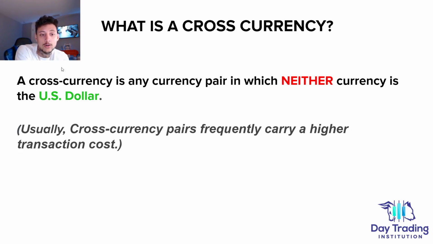Now, what is a cross currency? A cross currency is any currency pair in which neither currency is the US dollar. Usually cross currency pairs carry a higher transaction cost. What I mean by this is pretty much that if you're not trading one of the popular pairs that involve the US dollar, then they're going to have a higher spread and a higher commission because there's less volume traded within that currency pair.